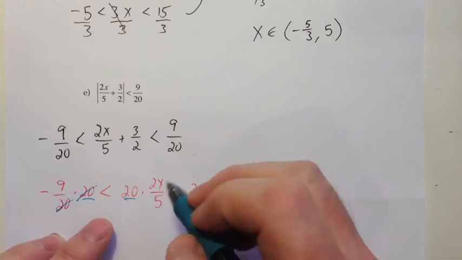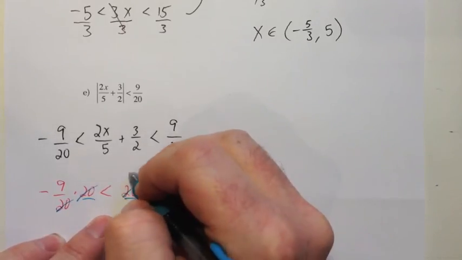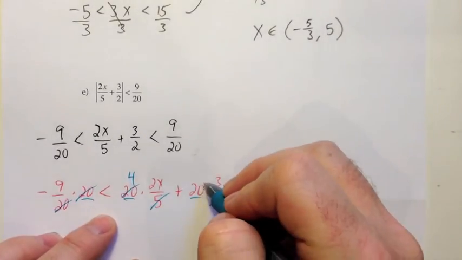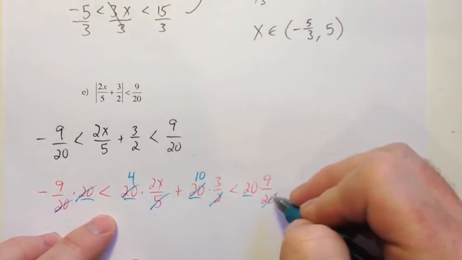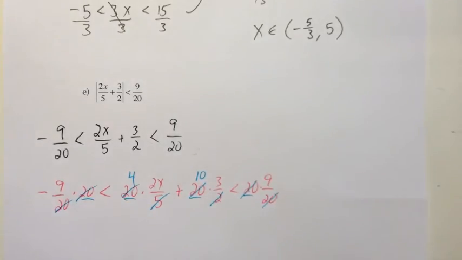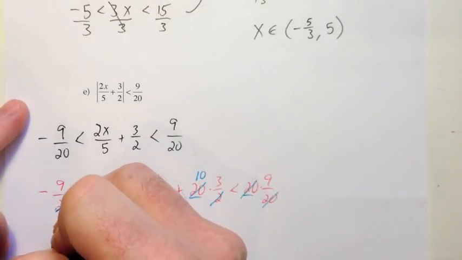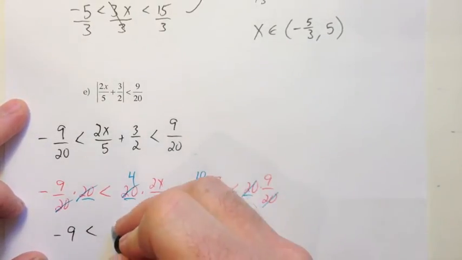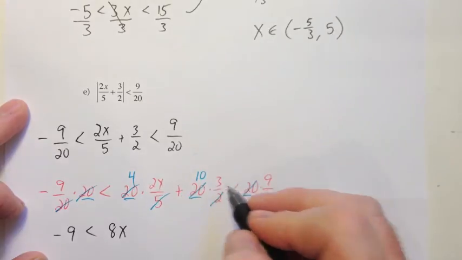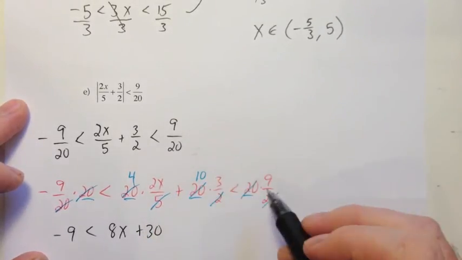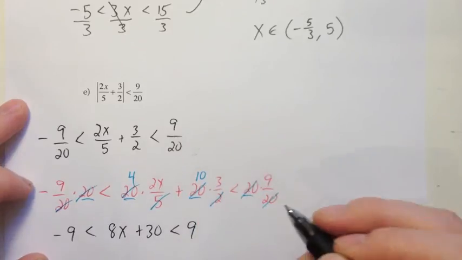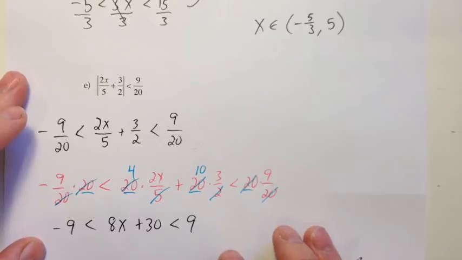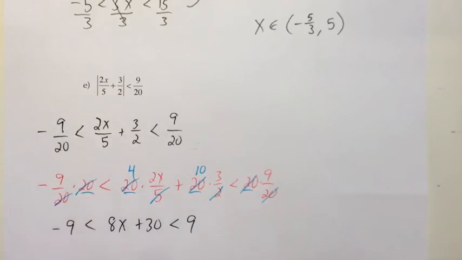These 20s cancel. This 5 goes into that 20 4 times. This 2 goes into that 20 10 times, and these 20s cancel off. So let's see what's left over. All that's left over on the left is negative 9. Then going into the middle, we have 4 times 2x, which would be 8x, plus 10 times 3, which would be 30, and then just a 9 on the right. So by multiplying through by 20, we've gotten rid of all of our fractions. And now we can start trying to get the x by itself.